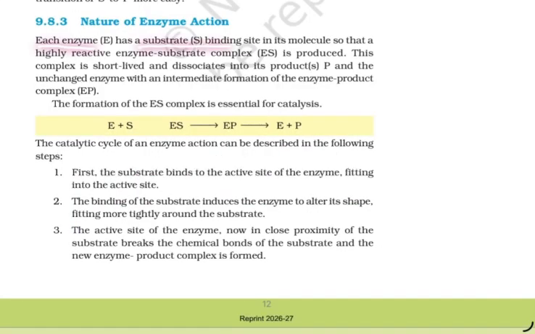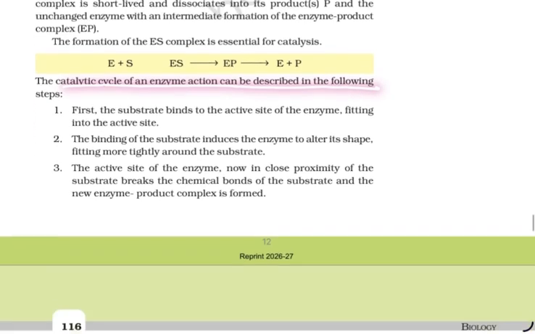Each enzyme has a substrate binding site in the molecule, so that a highly reactive enzyme-substrate complex, ES, is produced. This complex is short-lived and dissociates into a product P and the unchanged enzyme, with an intermediate formation of the enzyme-product complex. The formation of the ES complex is essential for catalysis. E plus S gives ES, the enzyme-substrate complex, which gives EP, the enzyme-product complex, which gives E plus P.